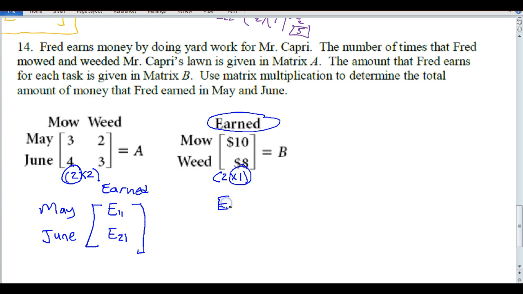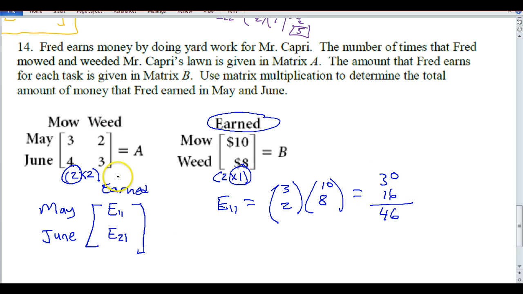So let's do element 1, 1. That's row 1 times column 1. So that's going to be row 1, so 3, 2, times column 1, which is 10, 8. So that's 30 and 16, so that is 46. Okay? So that is 46, and we're talking about how much earned, so that's $46.